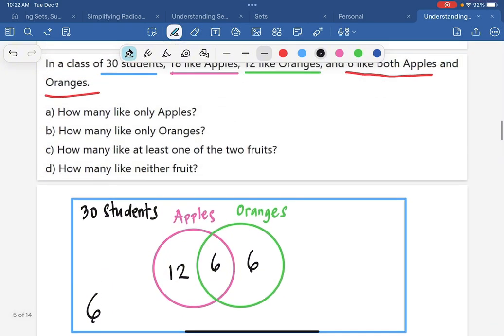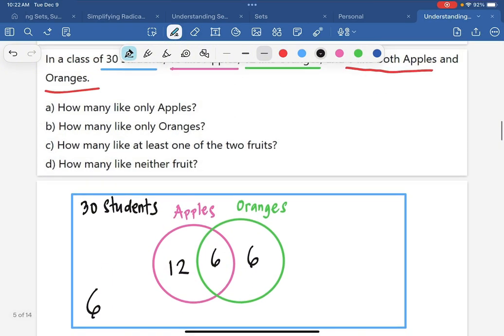Now let's go over to the questions. How many like only apples? So we have it here. Only like apples. So 12. There are 12 students for this one. Now this time, how many like only oranges? So we got to have 6. 6 students.